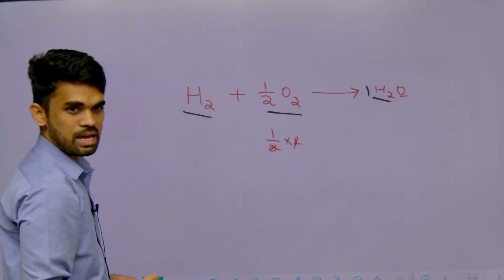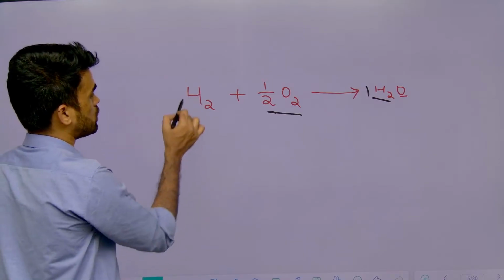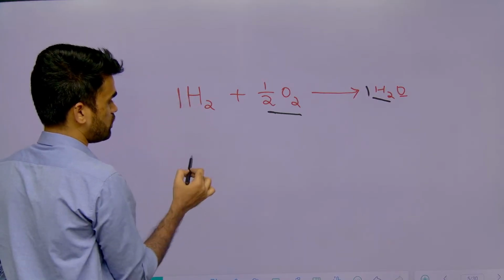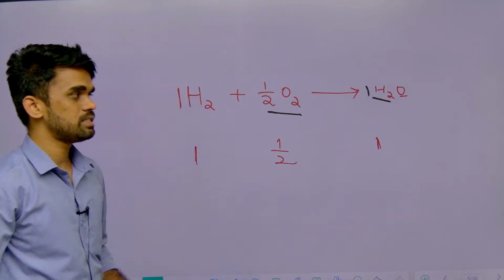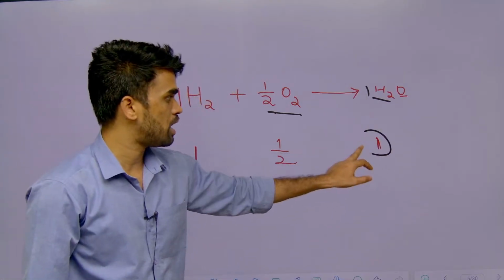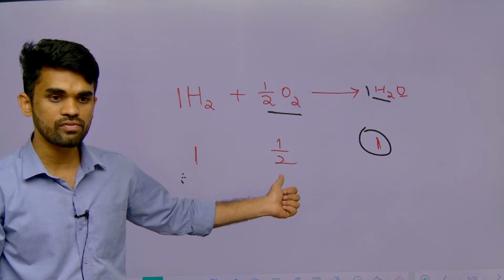So everything is balanced. After balancing the equation, now look at the stoichiometric coefficients. What is the coefficient here? We have 1. Here it is half. Here it is 1. It means in order to produce 1 mole of water, we require 1 mole of H2 plus half mole of O2.